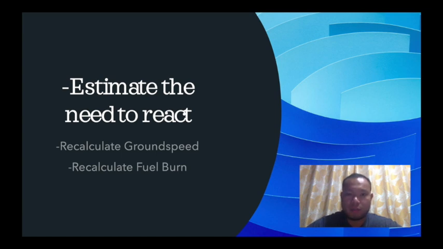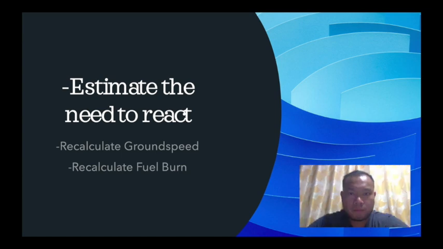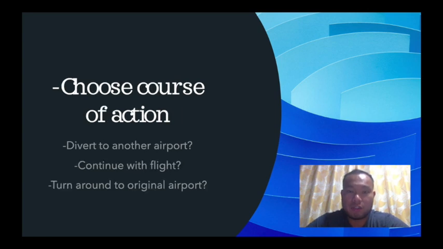During this step, we recalculate our ground speed, look at our fuel, recalculate our fuel burn, and we go from there. The next letter in the DECIDE model, or the next step we should do, is C as in Charlie, and that means choose a course of action. So after we recalculated ground speed, after we've recalculated fuel burn, the next thing we should do is ask ourselves, what is the next thing we should do?